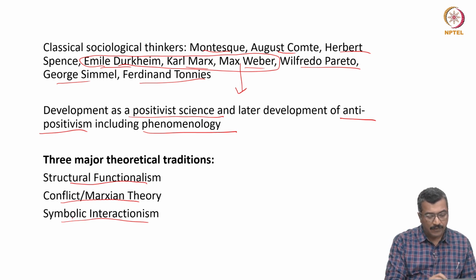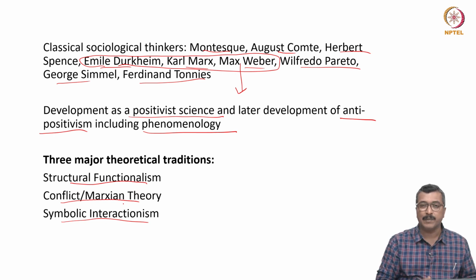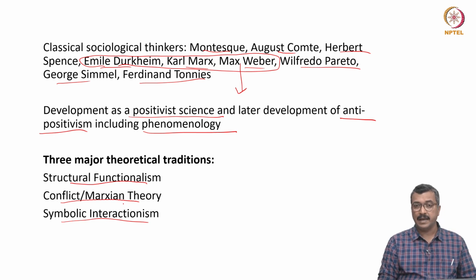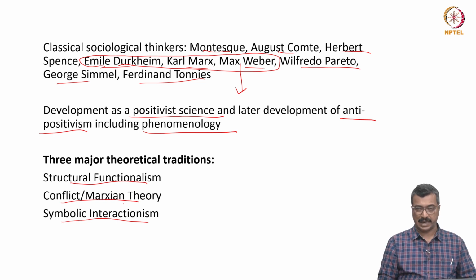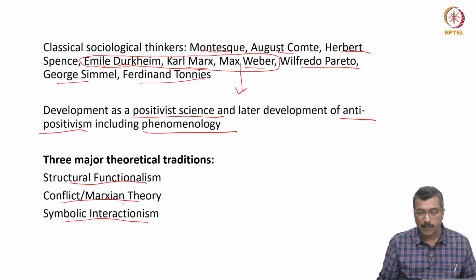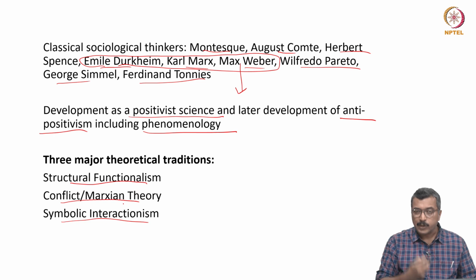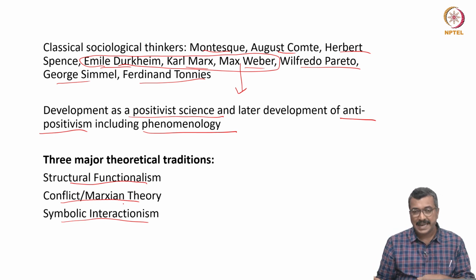And the second one is conflict or Marxian theory, which, as many of you know, is derived from Marx's understanding about society and social change. According to Marx, conflict is an integral part of human society. Unlike structural functionalists who look down upon social conflict, Marx and Marxists argue that conflict is an important element in ensuring social change.